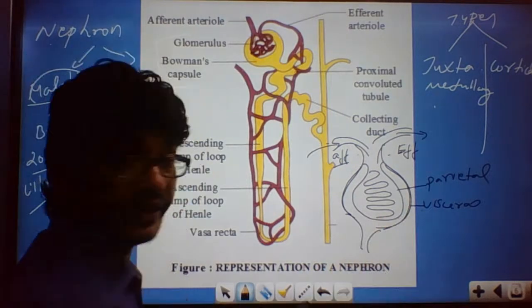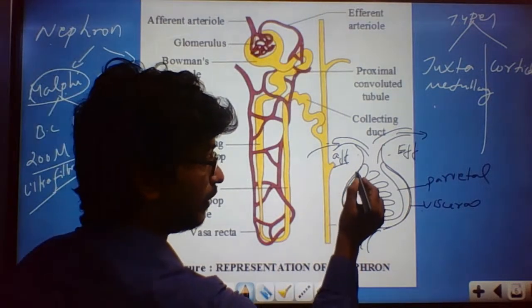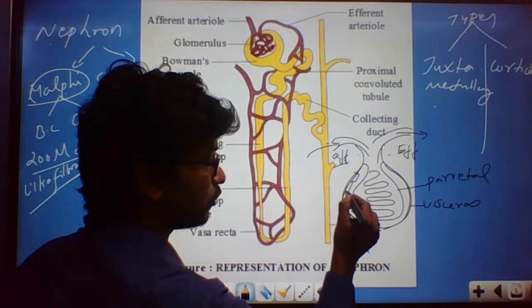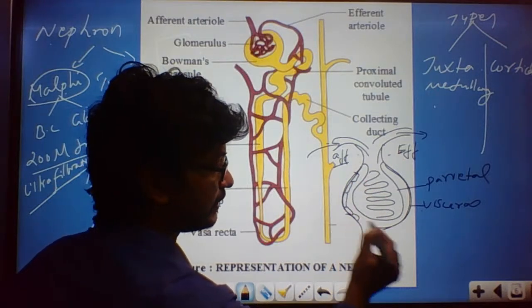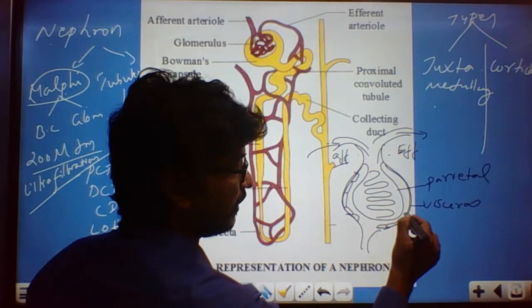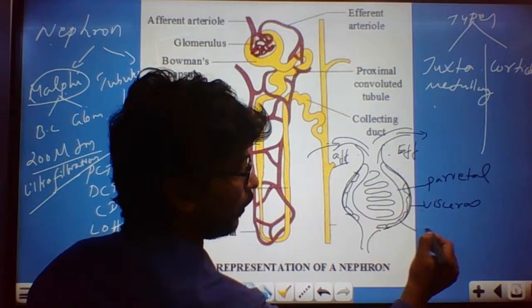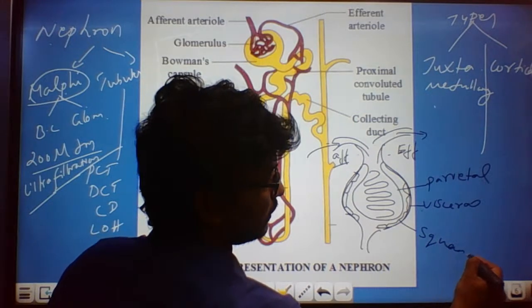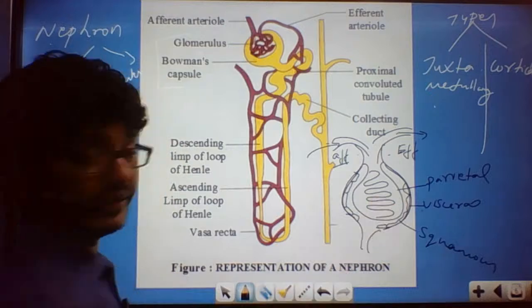What is the difference? If you ask what is in your visceral layer, we have squamous epithelial cells. In this area you have squamous epithelial cells. The squamous epithelial cells are lying in the visceral area.